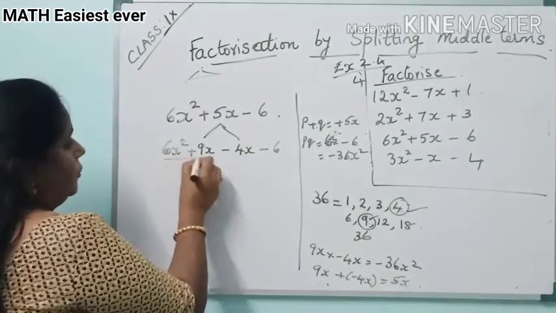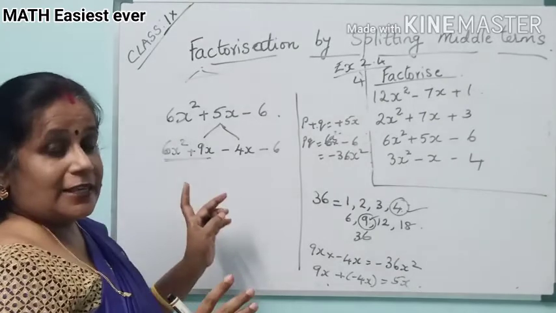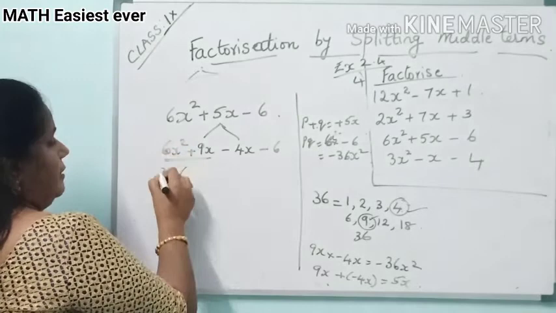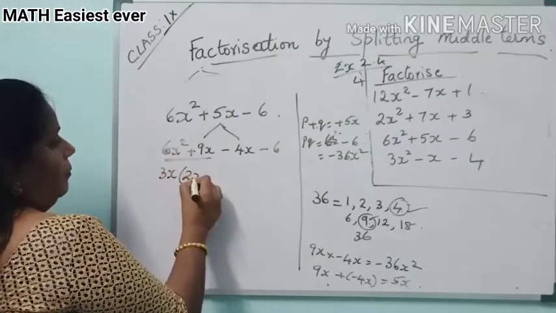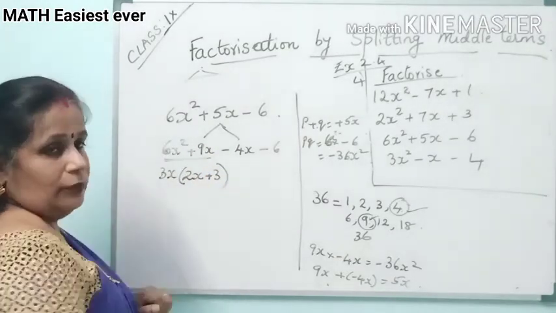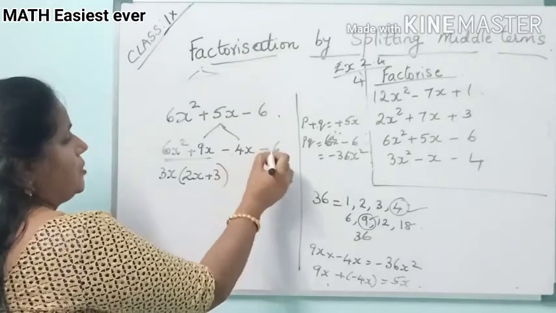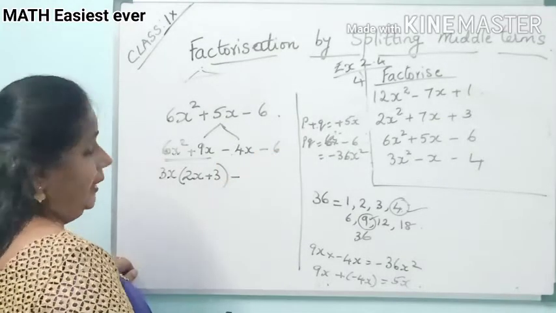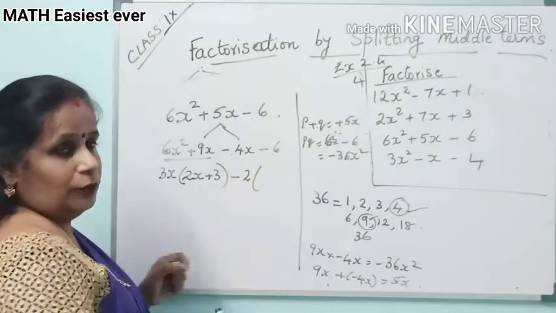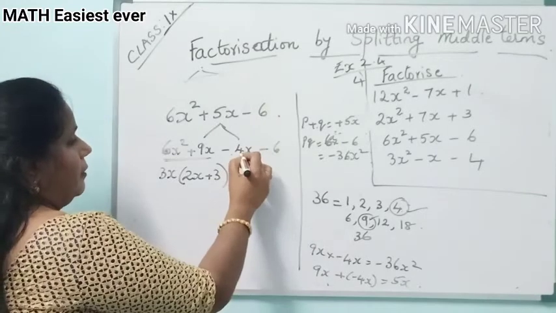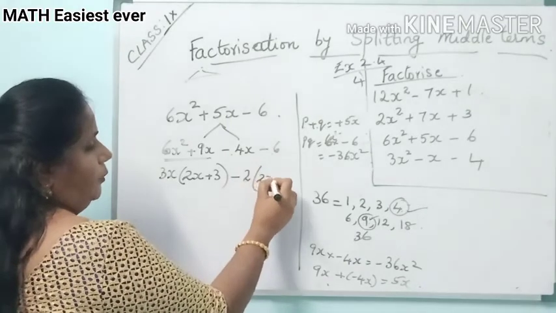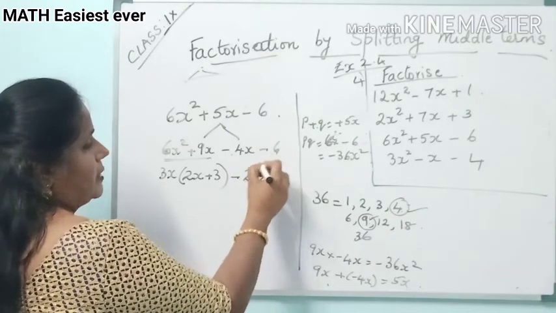Now from these two, take out the common factor. 6x square and 9x, what is common? Take 3 and x. So 6 divided by 3 is 2, x square divided by x is x, 9 divided by 3 is 3, and x divided by x cancels. This you will get 2x plus 3. From these two which is common, you take minus outside and you write 2 here. Why? Because for 4 and 6, 2 is a factor for both. So minus 4 divided by minus 2, minus divided by minus is plus, and you get 2x. Minus divided by minus is plus, 6 divided by 2 is 3.